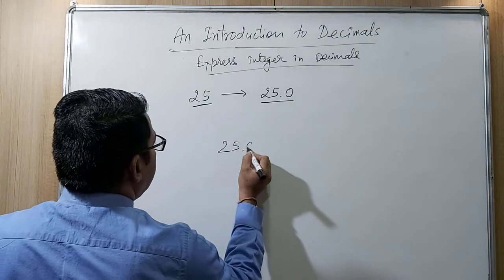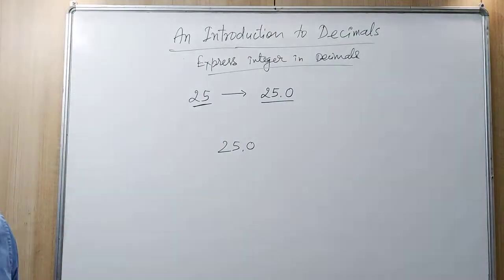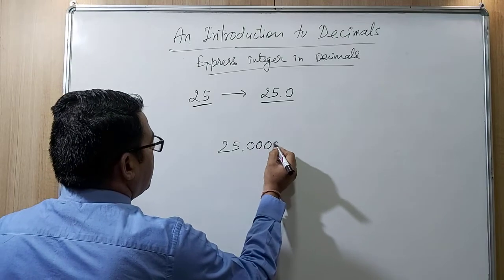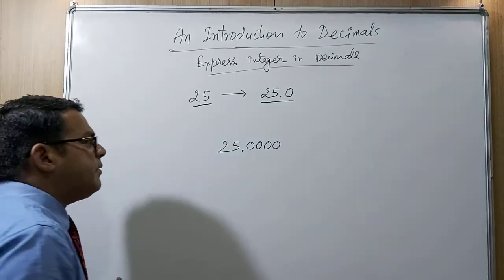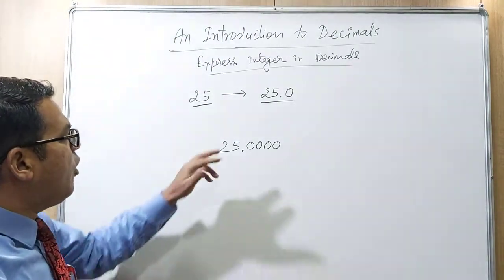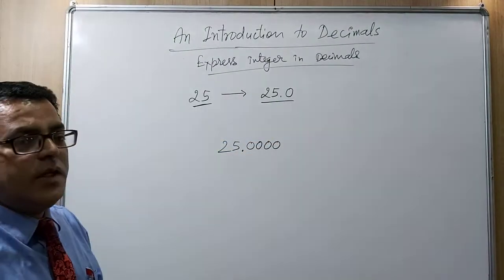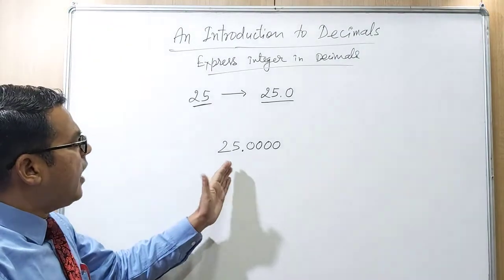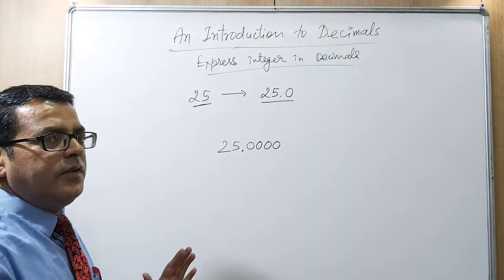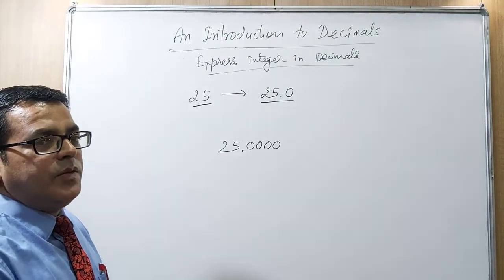25.0 is given here. We can write as many zeros as we need. So the meaning of this one and this one is the same. It means that if we write zeros after the decimal point, there is no meaning in these zeros.